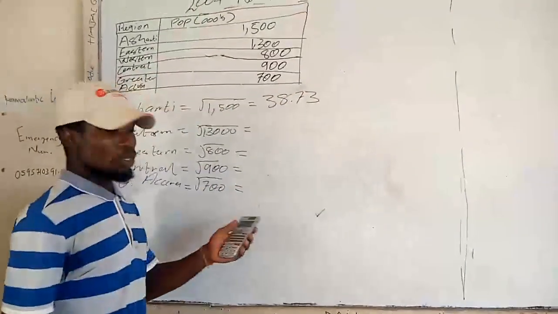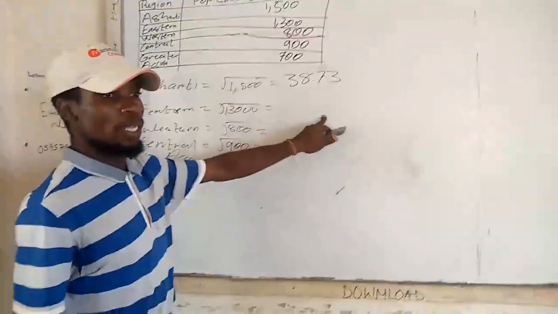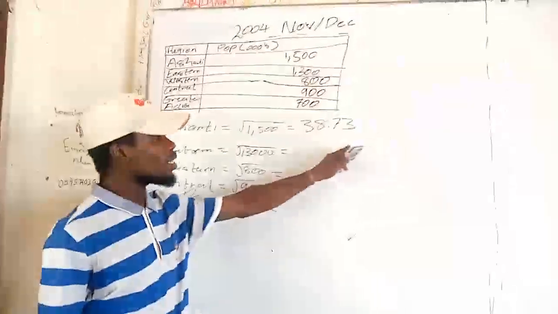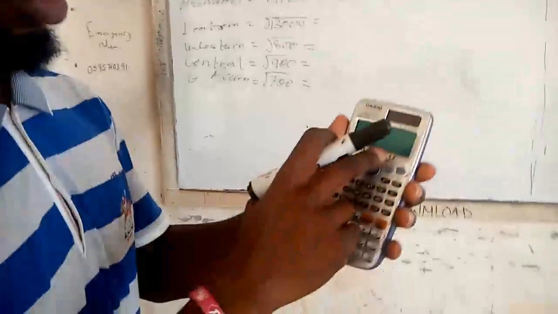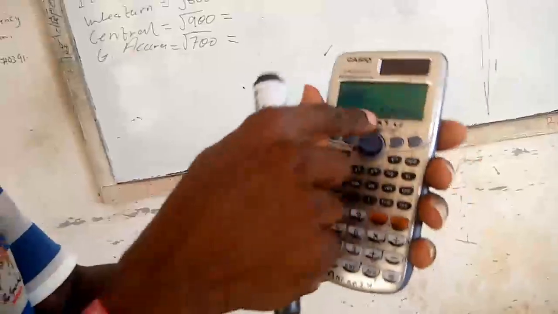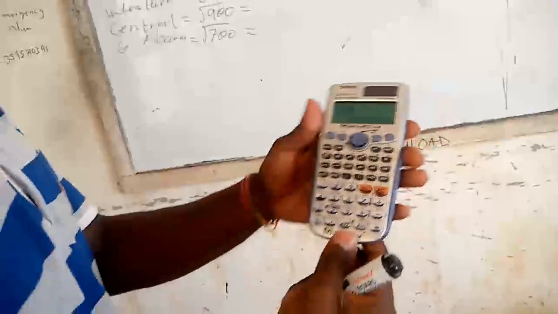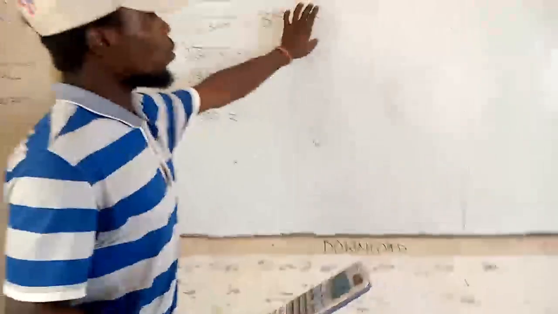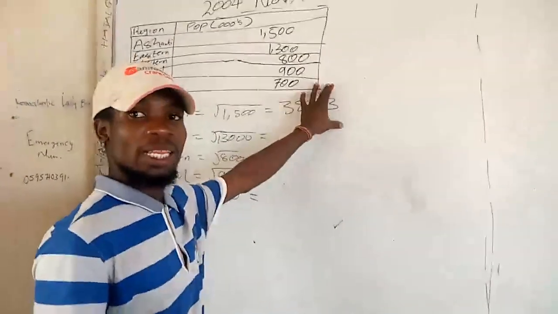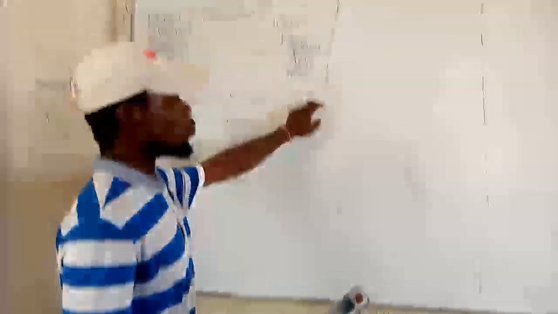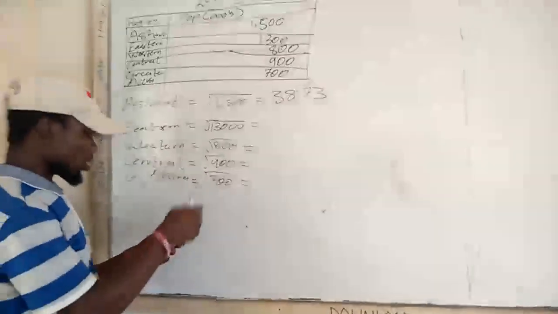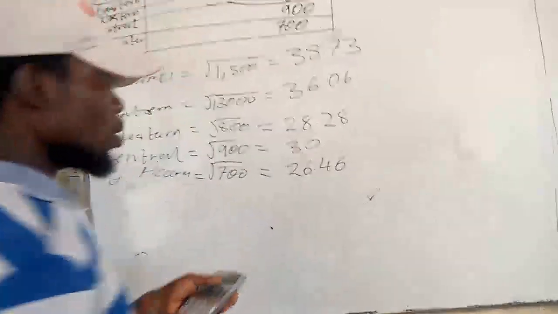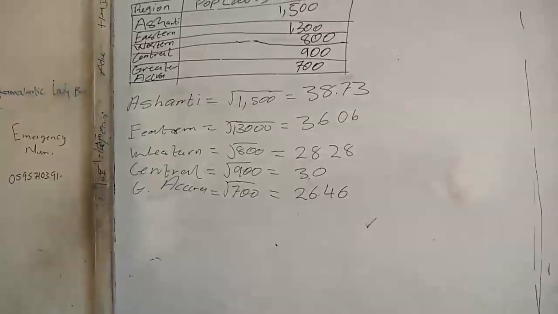It is best to leave your answer in 2 or 3 decimal places. It was 38.729. Rounding it to 2 decimal places, because the 9 is more than 4, we add 1 to the 2, making it 3. That is how we got 38.73. So the next ones follow the same way, and these are our values.